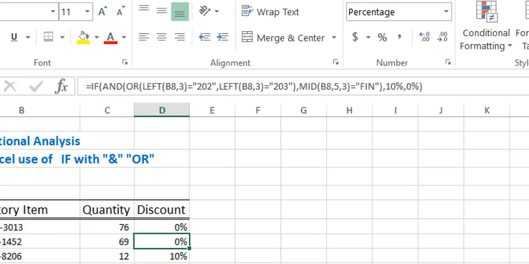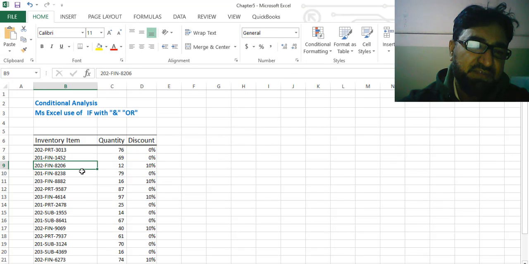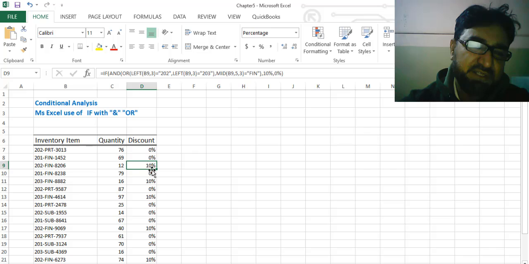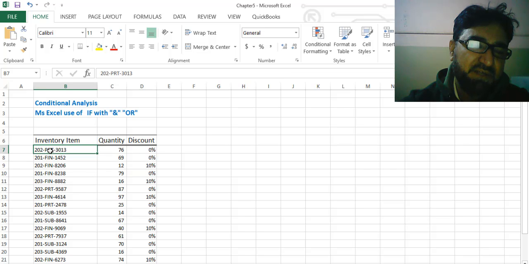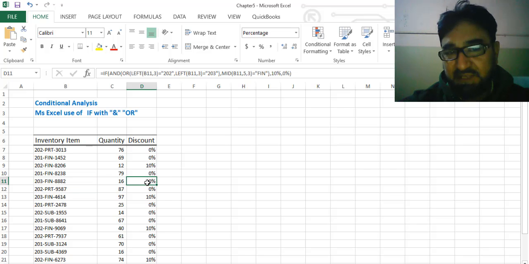To see the result of this, we can see that here 202 and FIN is true, and the result is given. And here 202 was there, but FIN was not there, so the discount was not given. Here 201, FIN is there, but 202 or 203 is missing, so the discount is not given. In this case, the condition 203 and FIN is true, and the discount is given.